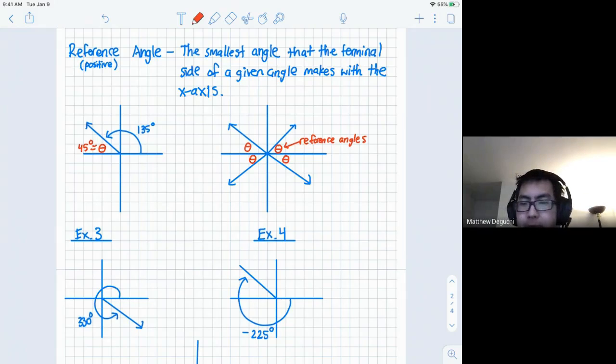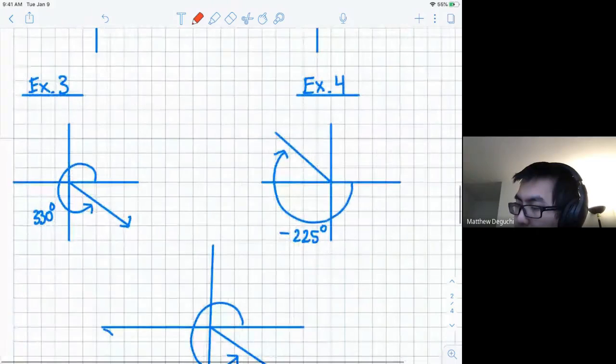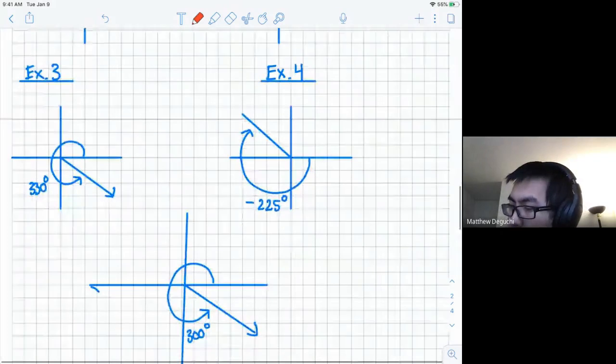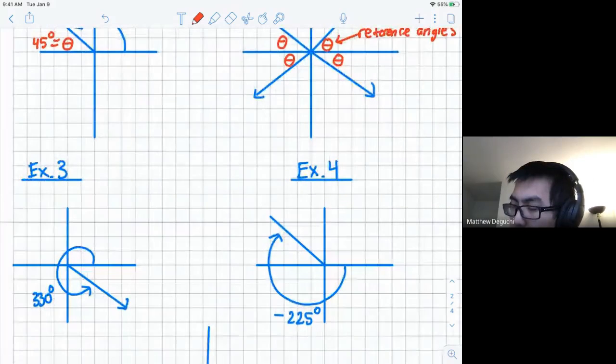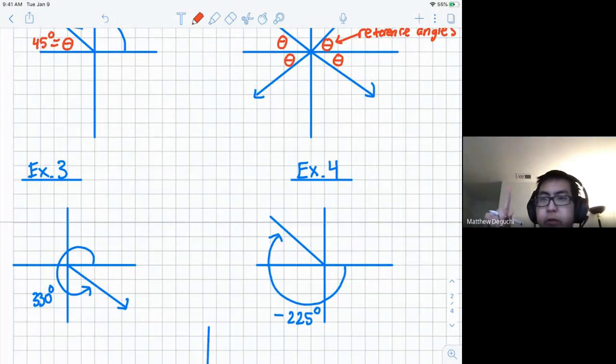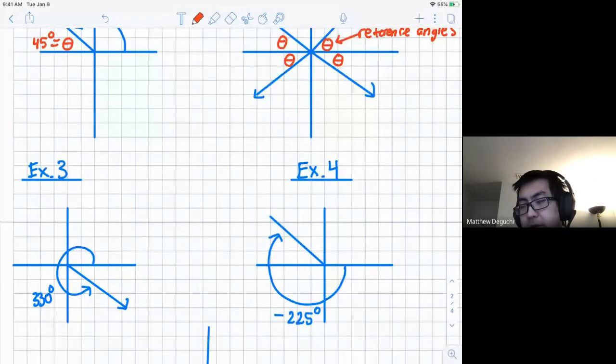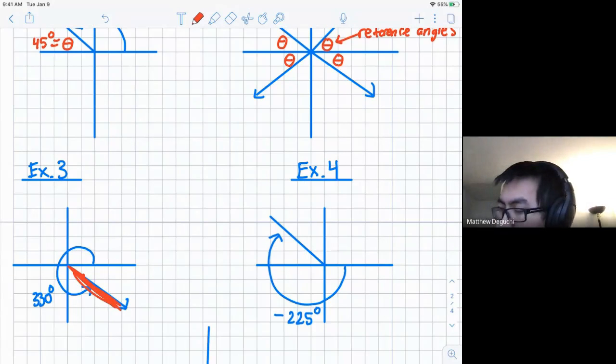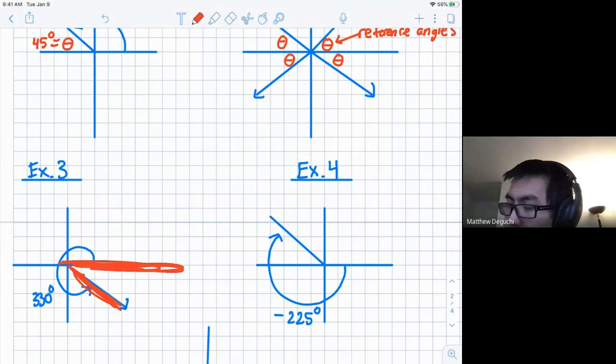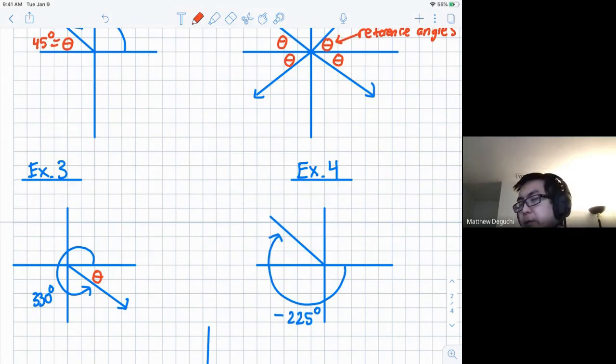All right, so let's see how you did. Reference angle, let's look it over. It's the smallest angle that a terminal side of a given angle makes with the x-axis. So here's the terminal side for this one, and here's the x-axis. So the angle measurement should be right there. So here's theta. Now we just have to calculate how much that is.